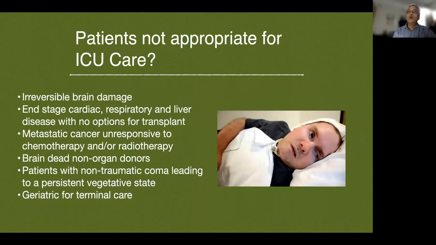So what are the patients who are not appropriate for ICU care? Patients with irreversible brain damage, patients with end-stage cardiac, respiratory, or liver disease with no other option but transplantation, but a transplant is not available. Patients with metastatic cancer, unresponsive to chemotherapy and radiotherapy. Patients who are brain dead and are not likely to be organ donors. Patients in coma, which has led them to be in a vegetative state, as in this case, and geriatrics for terminal care.